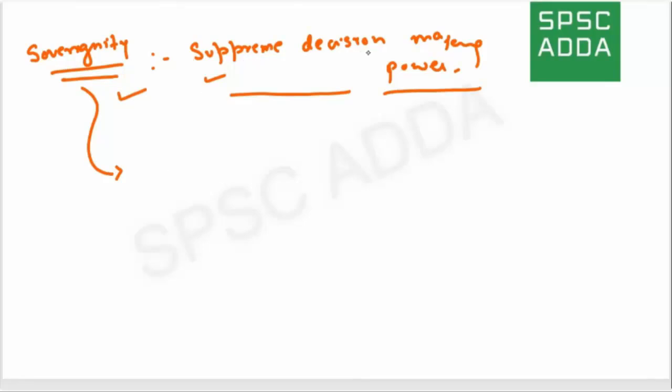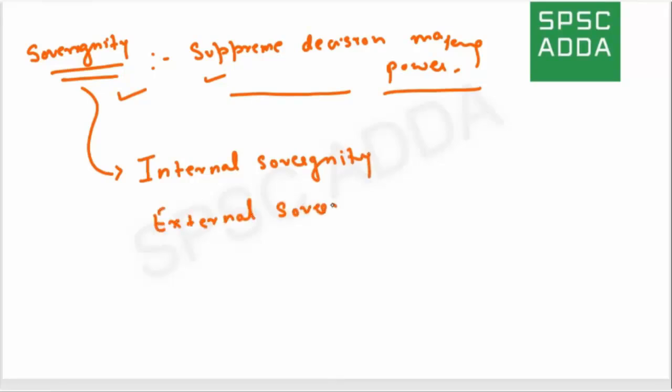Sovereignty, supreme decision making power. Now there are two types of sovereignty: internal sovereignty and external sovereignty. These are the two types of sovereignty. Now, what do you mean by internal sovereignty and what do you mean by external sovereignty? Please tell.